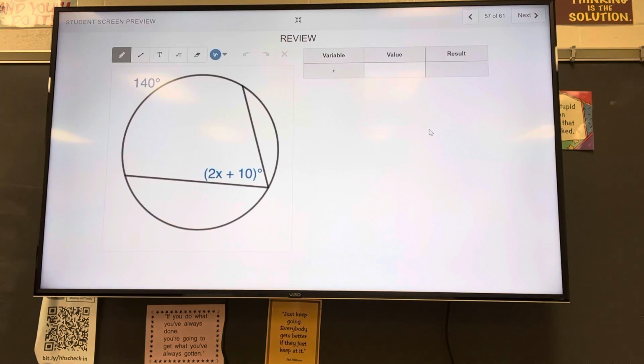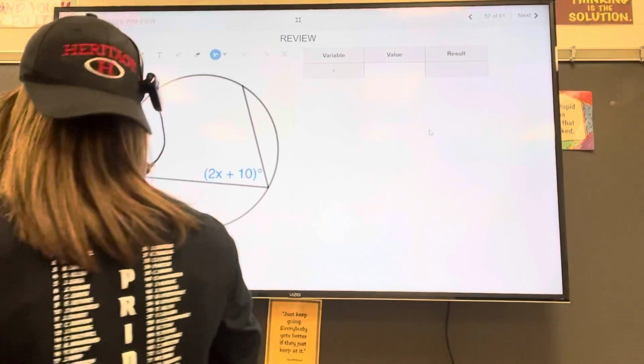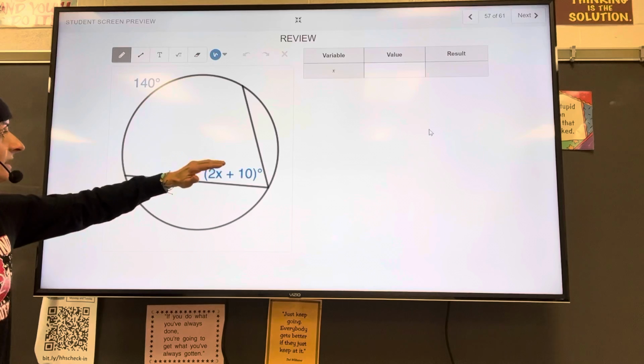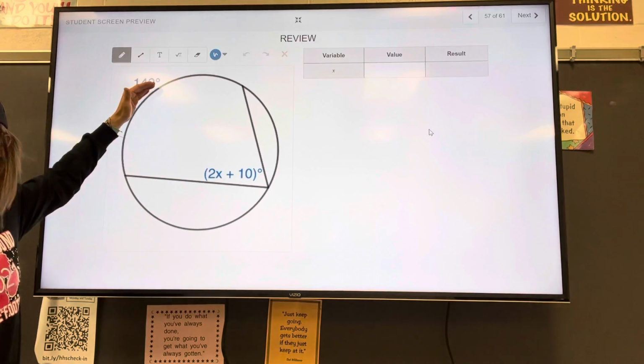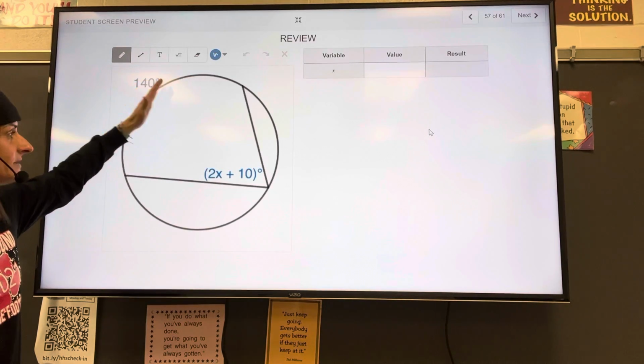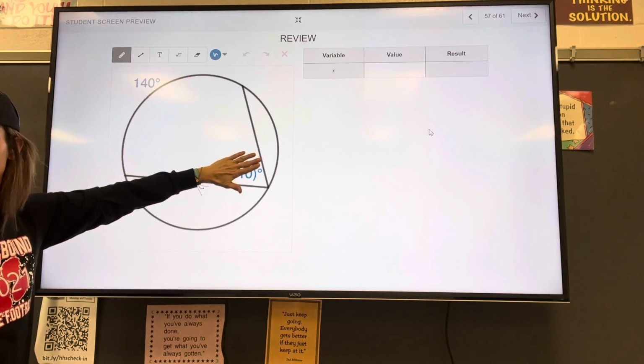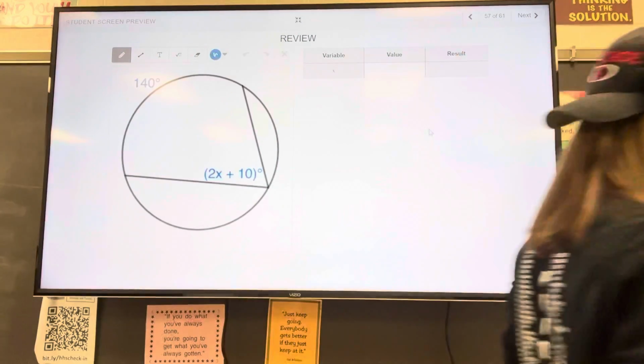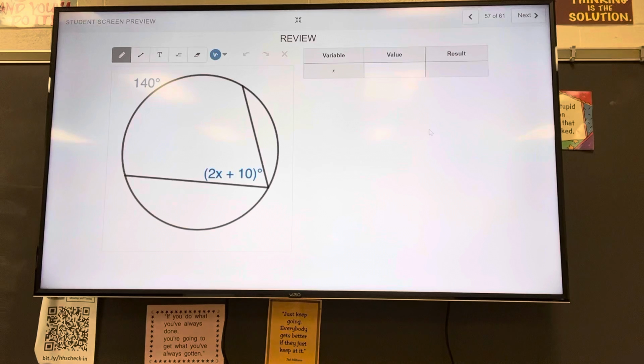Okay, this problem is just like the one we just did. This is an inscribed angle, so therefore it's going to be half of the measure of this arc. This arc is 140, so this angle has to be half of that, 70. So we just set 2x plus 10 equal to 70 and solve. 70 minus 10 is 60. 60 divided by 2 is 30. Let's see if the computer likes that. Yay!